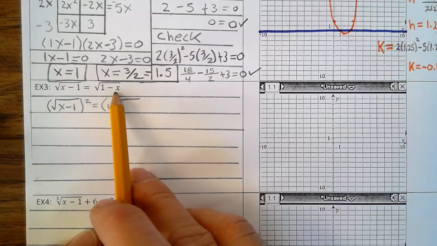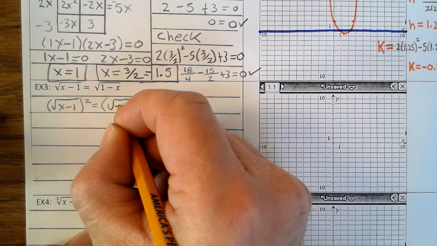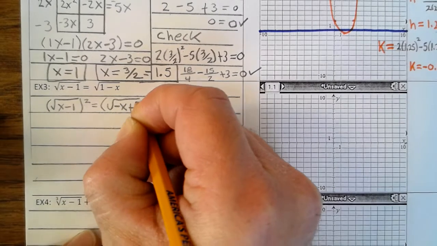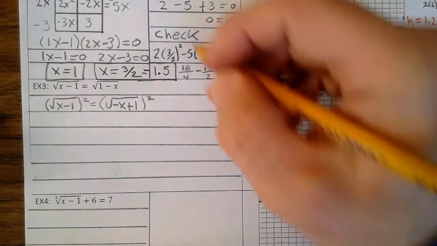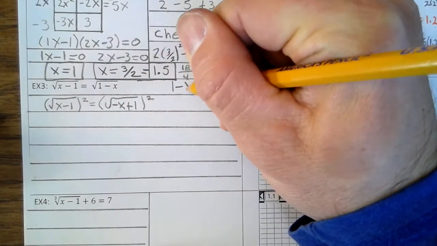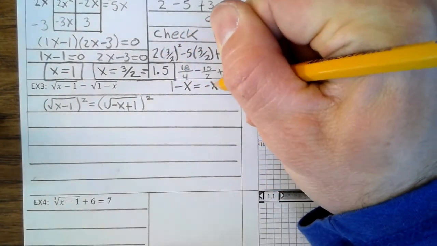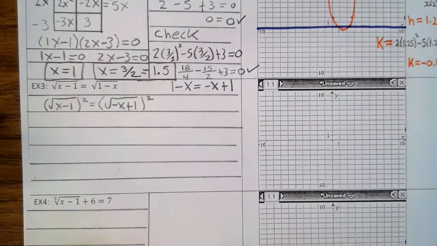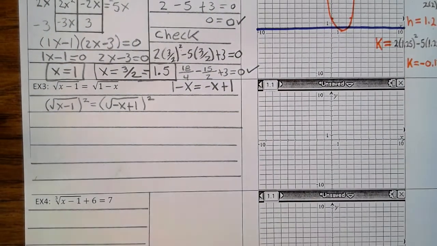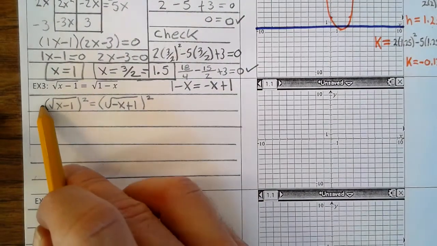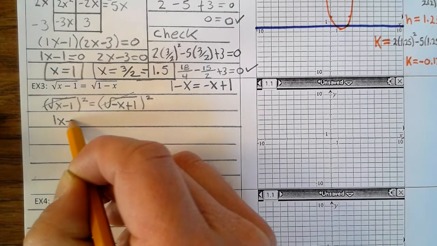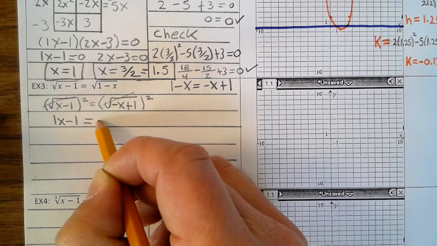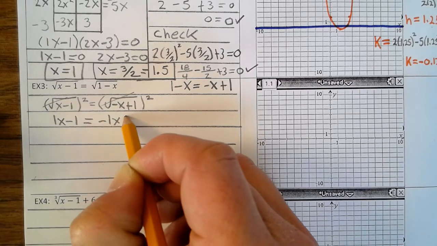Now, I'm going to rewrite this as negative x plus 1, which we can do because we know that 1x is equivalent to negative x plus 1. This becomes the power of 1, and you're left with 1x minus 1 equals negative 1x plus 1.